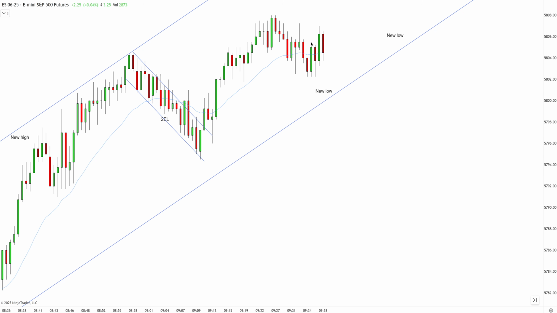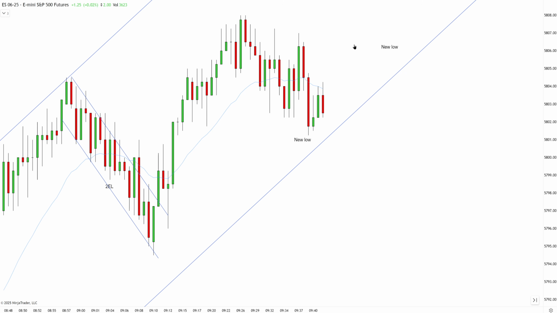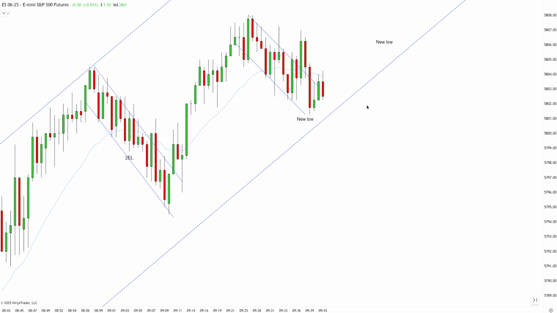So I have no setup here, no triggers, no nothing. So I'm just waiting patiently. Okay, I can draw. Initially I drew the channel tight like this, but I can draw it even wider because I'm working with the market. Break, new extreme.